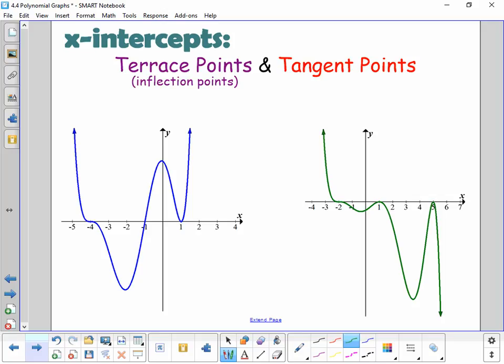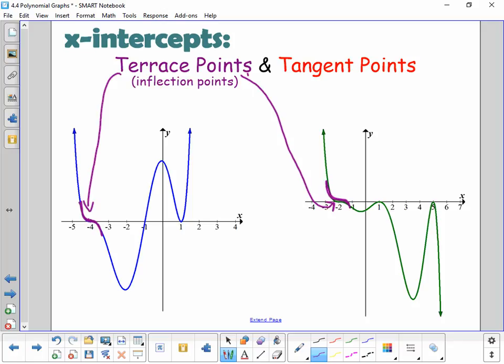When you look at the x-intercepts of a polynomial, you can get some extra information by observing the behavior of the graph. So right here, we have what is called a terrace point. We've sort of briefly talked about these before. And on this other graph, we also have a terrace point right here. Terrace points are where it flattens out for a brief period of time, and they are sometimes also called inflection points.